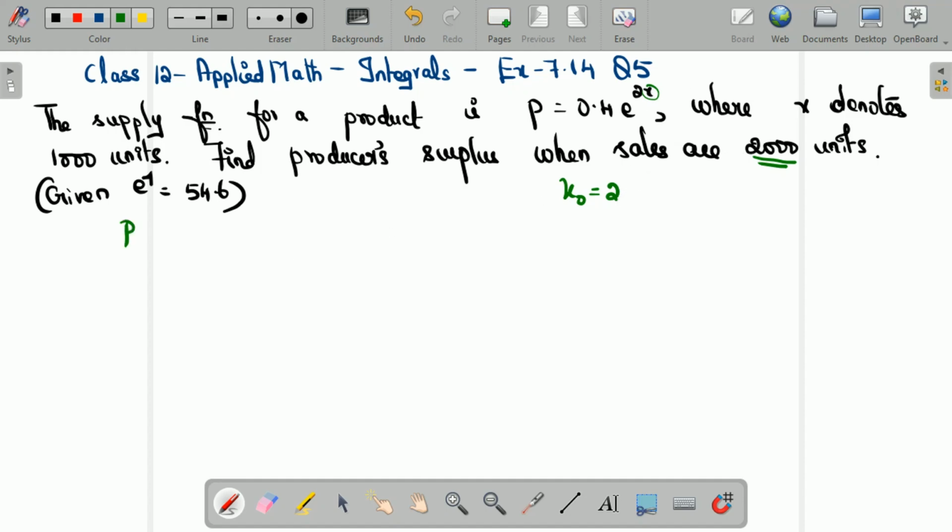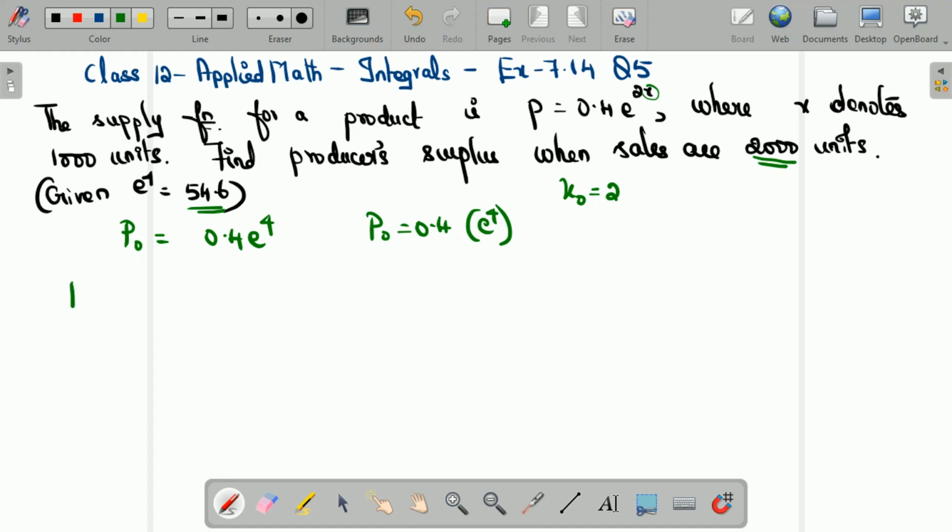So what is p naught? P naught is nothing but 0.4 into e^(2 into 2), so this is going to be e^4. They've already given the value of e^4, so p naught is going to be equal to 0.4 into e^4's value. We will not calculate this value right now. We will do it at a later stage.